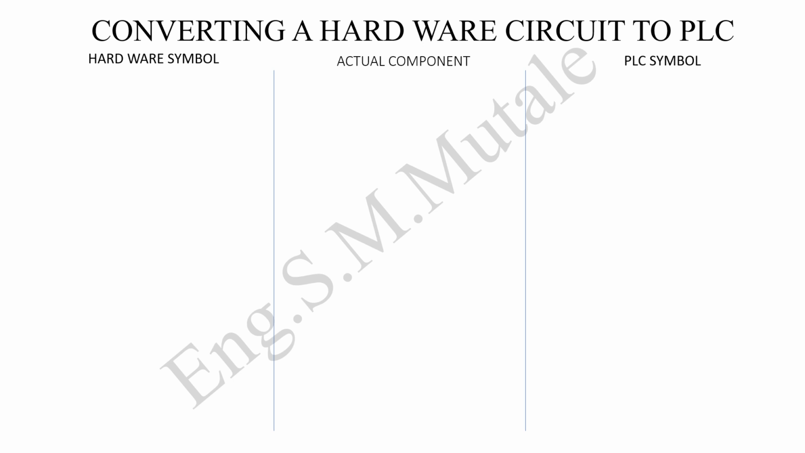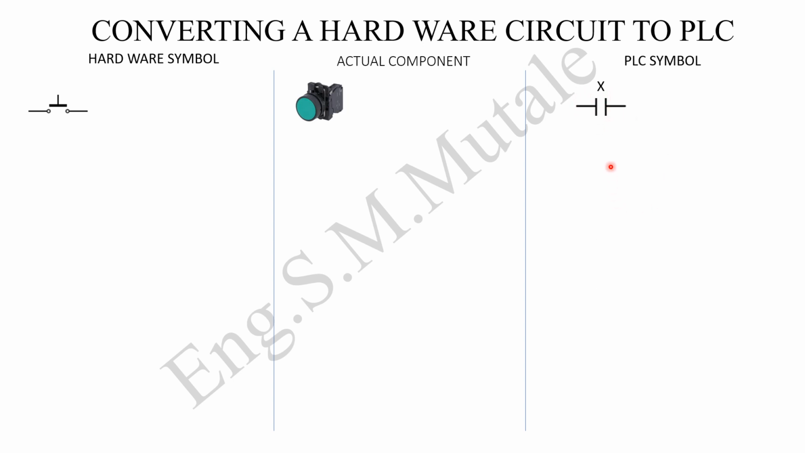Okay, so I'm going to be talking about three components: the hardware symbol, the actual component, and the PLC symbol. We've got the start push button. In the hardware symbol, it looks something like this. In PLC, all the normally open contacts are represented by this.